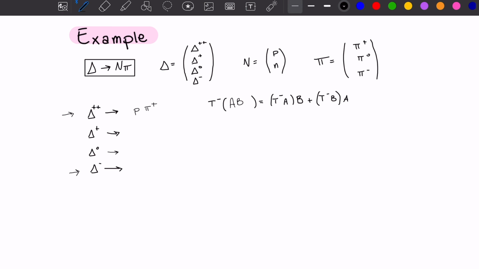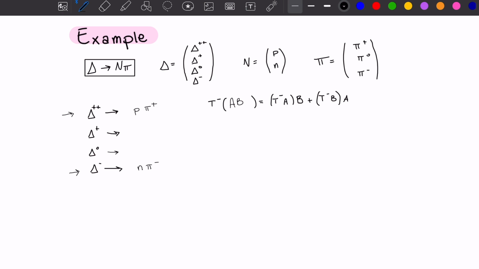And then we go on to the delta minus. Since we need to conserve charge, the only way that we can do this is to have a neutron and a pion minus, again because they conserve charge. Now we need to fill in the gaps. So we can have different combinations for these ones.